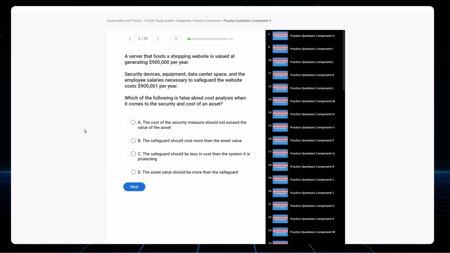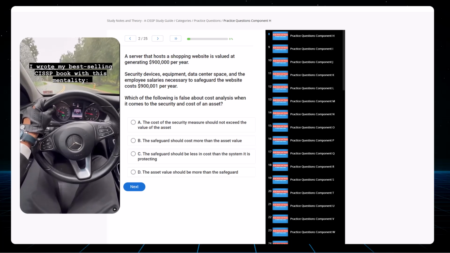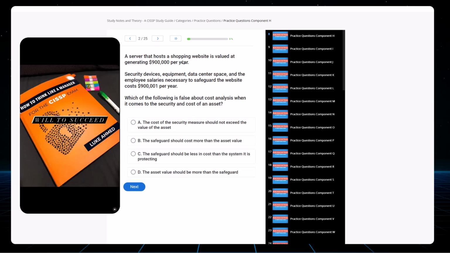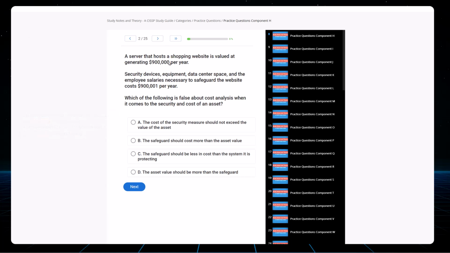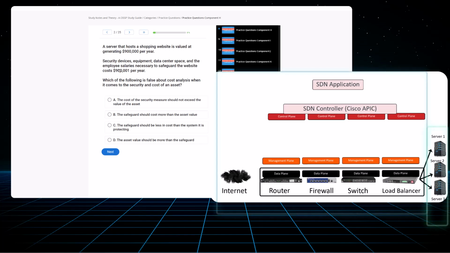A server that hosts a shopping website is valued at generating $900,000 per year. Security devices, equipment, data center space, and the employee salaries necessary to safeguard the website cost $900,001 per year. So what I'm seeing is that the value of the website hosted on the web server is $900,000 per year, and the security devices that secure that web server cost $900,001 per year.